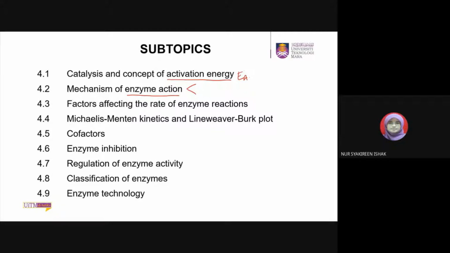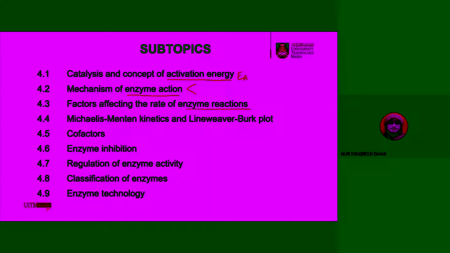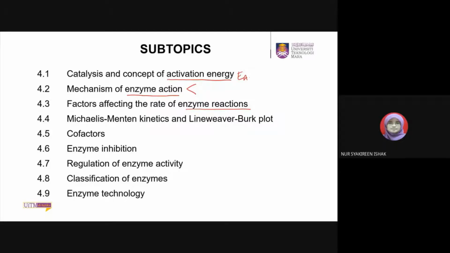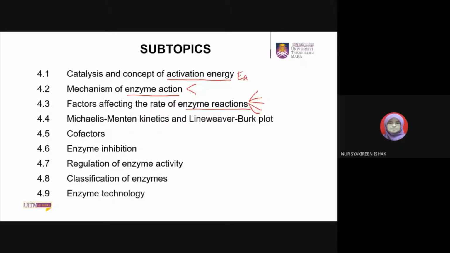And then next we are going to look at factors affecting the rate of enzyme reactions. Basically there are 4 or 5 factors. You have the temperature, the pH, the enzyme concentration, the substrate concentration, and also the presence of inhibitors. Those are the factors that will influence the rate of enzyme reactions.